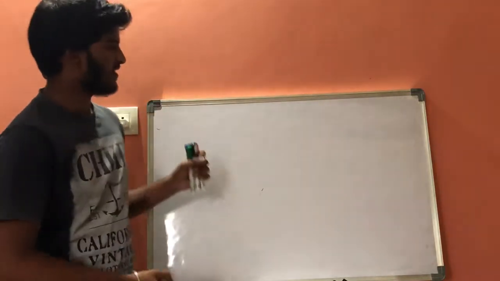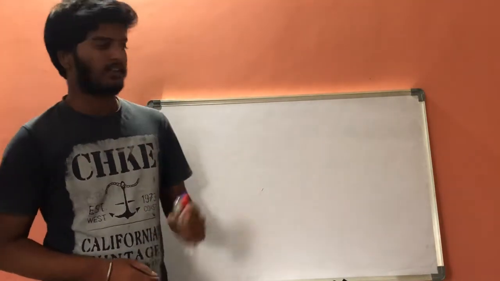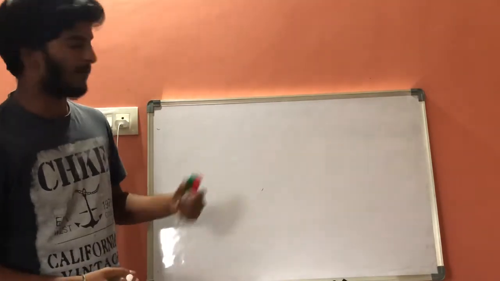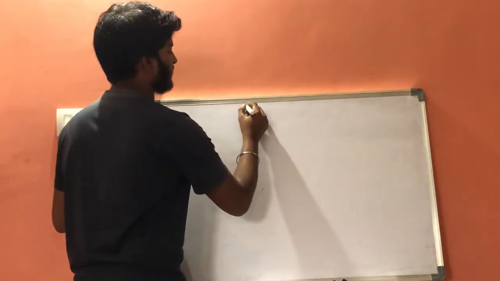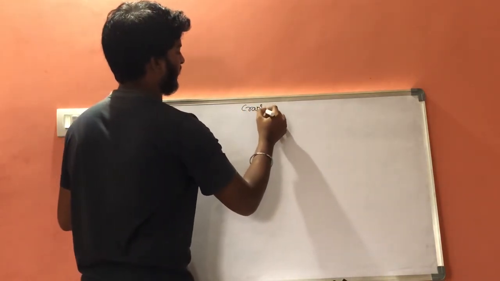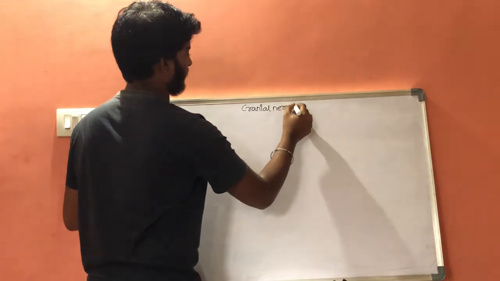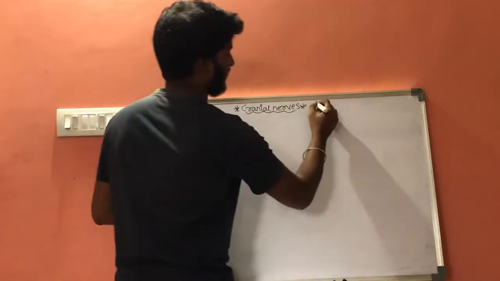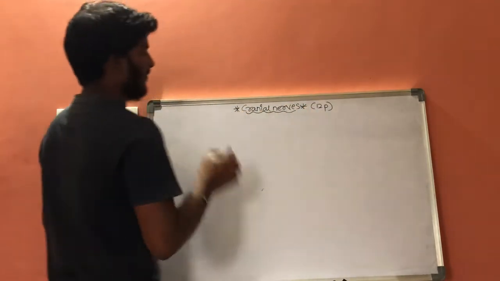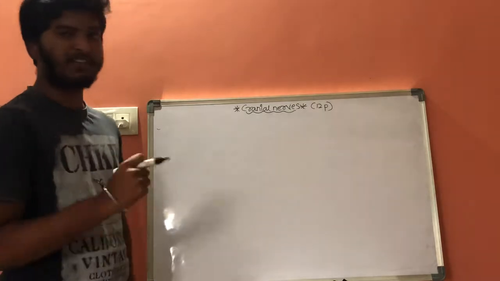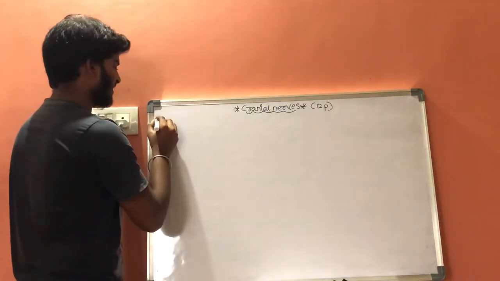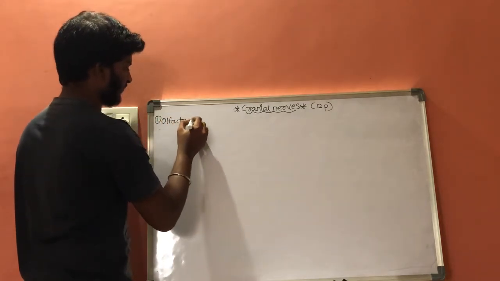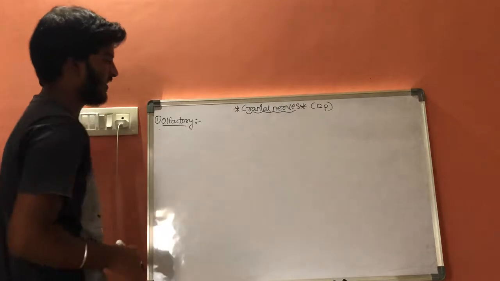Today's lecture, let us discuss the attachment of cranial nerves, that is the 12 pairs of cranial nerves, and how they are attached and how they are formed. Our topic is cranial nerves, which are 12 pairs. First, let us discuss the first type of cranial nerve, that is olfactory nerves.